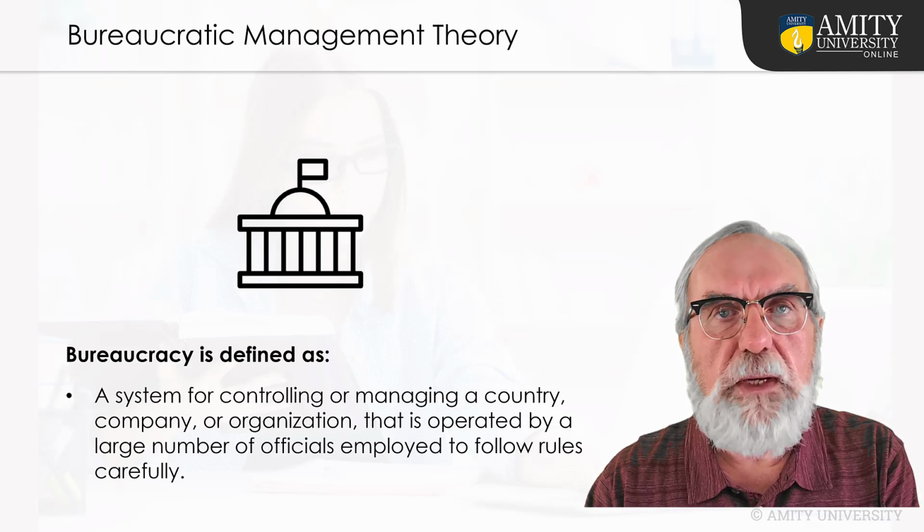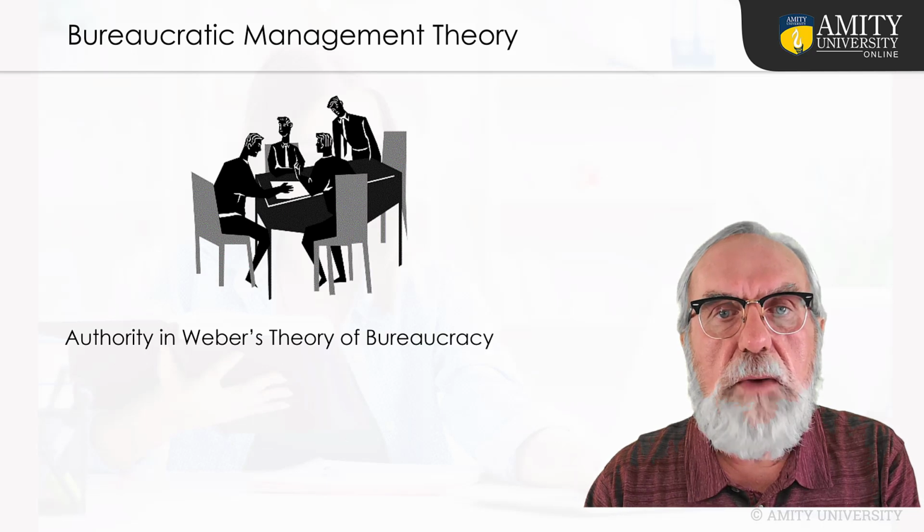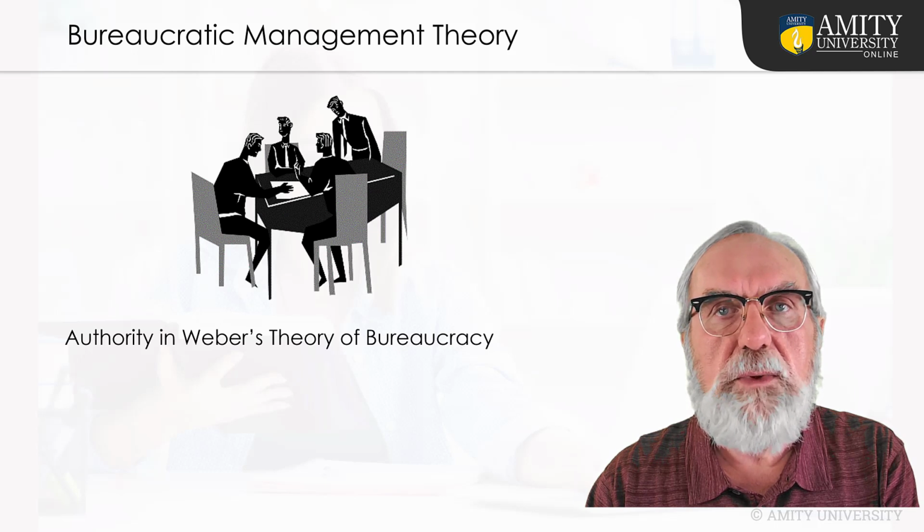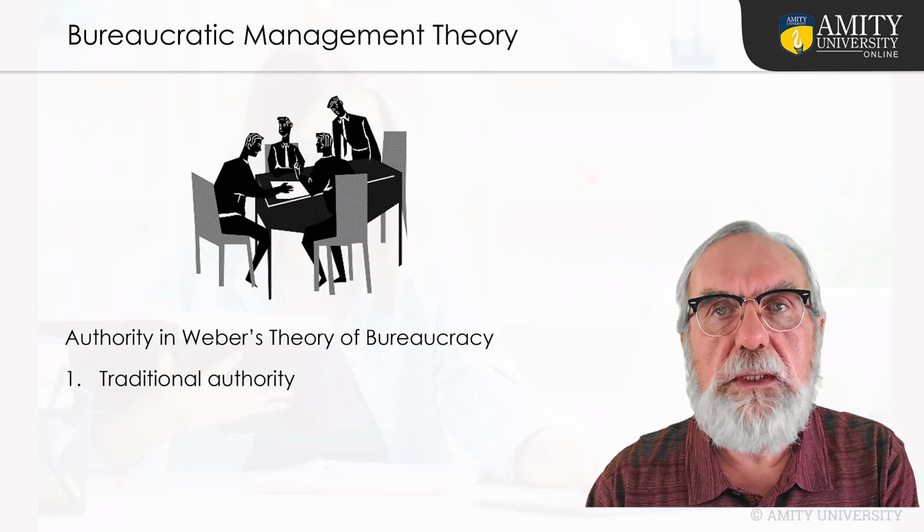Bureaucracy is defined as the system for controlling or managing a country, company, or organization that is operated by a large number of officials employed to follow the rules carefully. Weber's theory of bureaucracy recognizes legal rational authority as the most important type in any organization. But Weber defines three types of authority in his theory of bureaucracy. The first is traditional authority. People follow an individual because they belong to some class or hold a role that is historically recognized as having power, like a royal family.